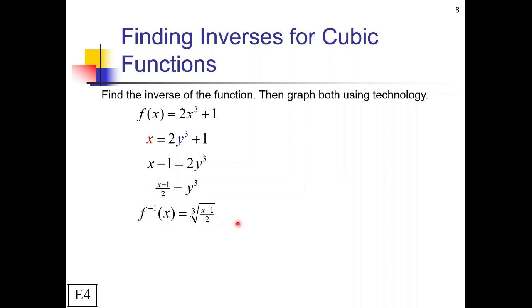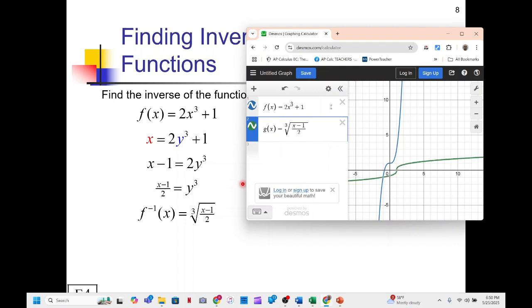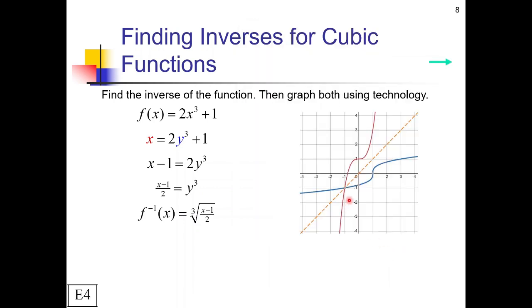Let's go to Desmos and graph this. So on Desmos, we have f of x equals 2x cubed plus 1, and g of x equals, now we'll do CBRT for cube root, and then do a fraction in there, x minus 1 over 2. And that sure looks like the inverse, but let's do our y equals x line. Yep, we've got the inverse. Awesome. And there it is again.